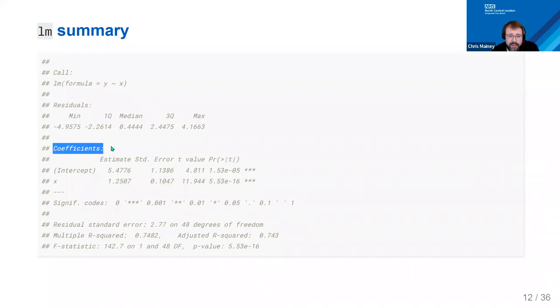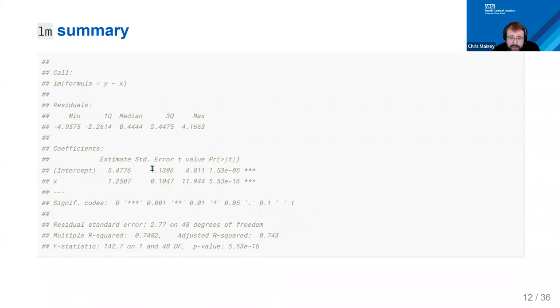Now, the things that we're interested in are our coefficients, the things that the model is estimating. So firstly, the intercept, or the alpha, that was in there. This is telling me that my model crosses the zero on the x-axis at 5. So y equals 5 when x equals 0. Similarly, for each unit of x, our y increases by 1.25.